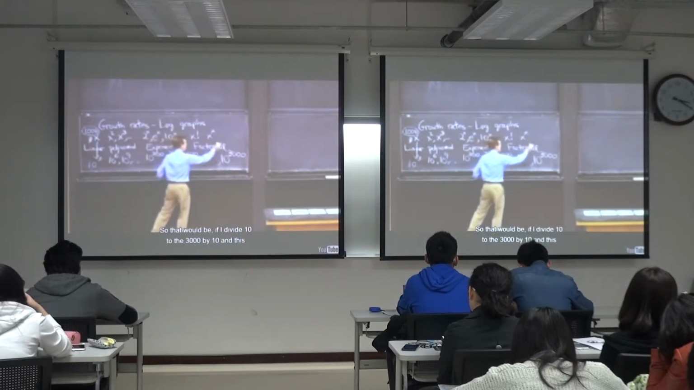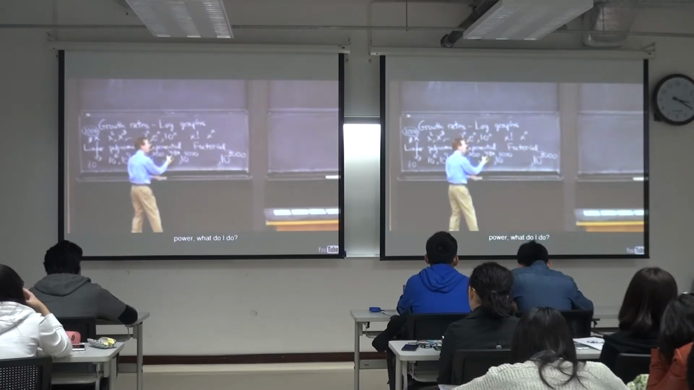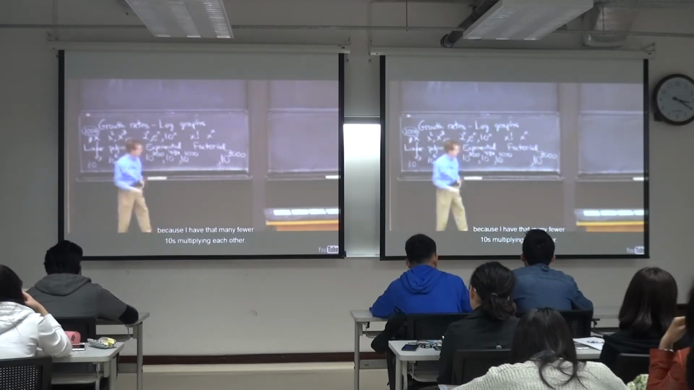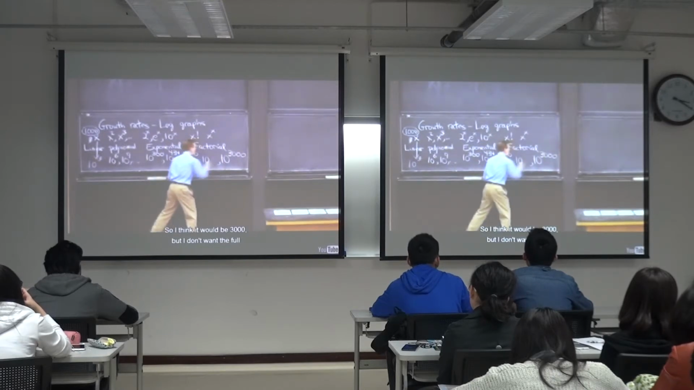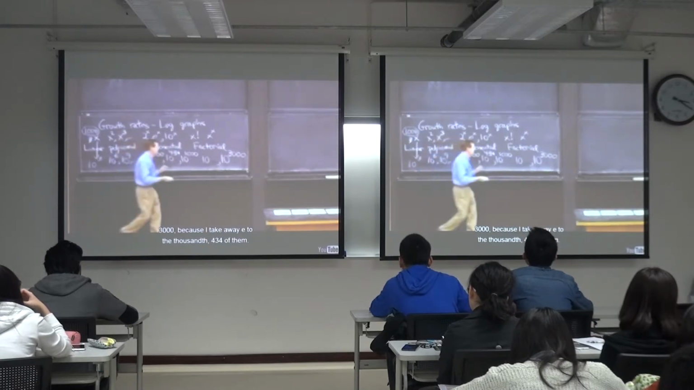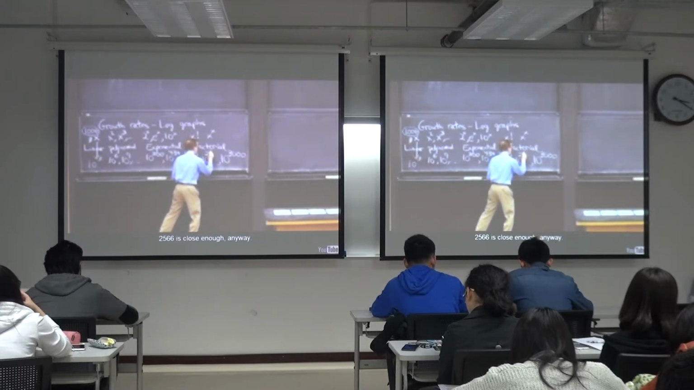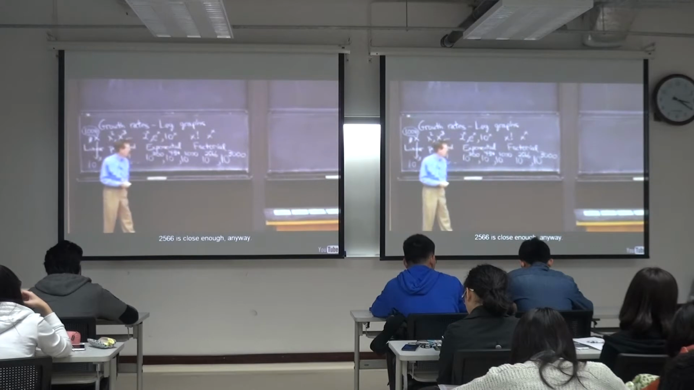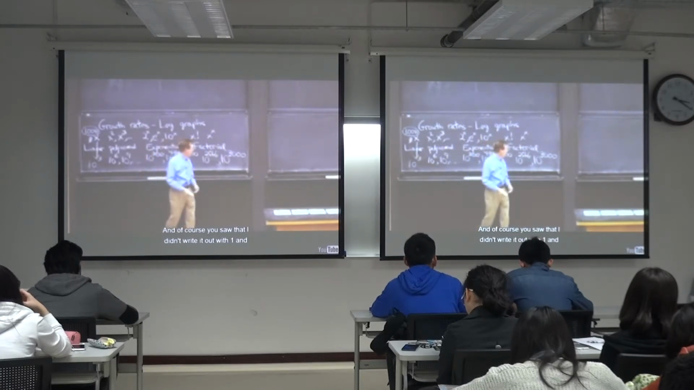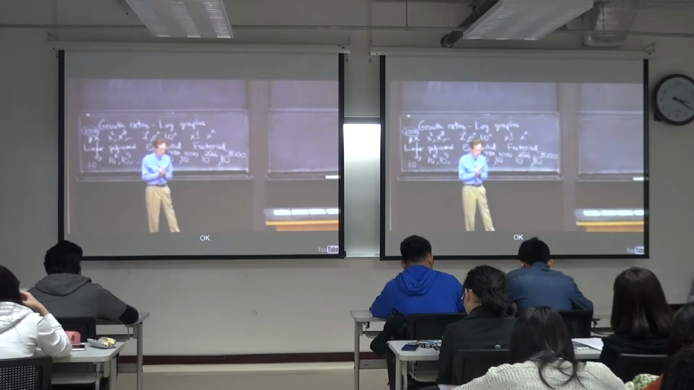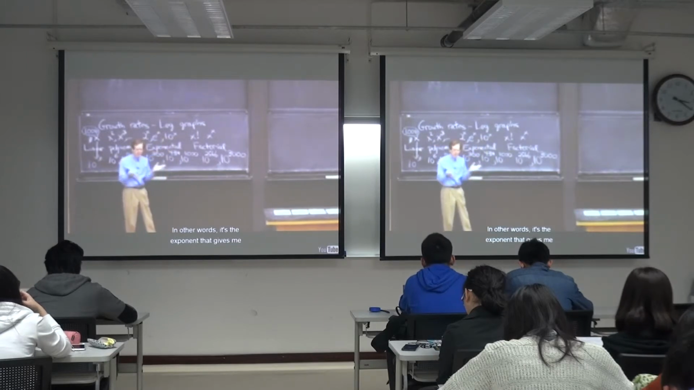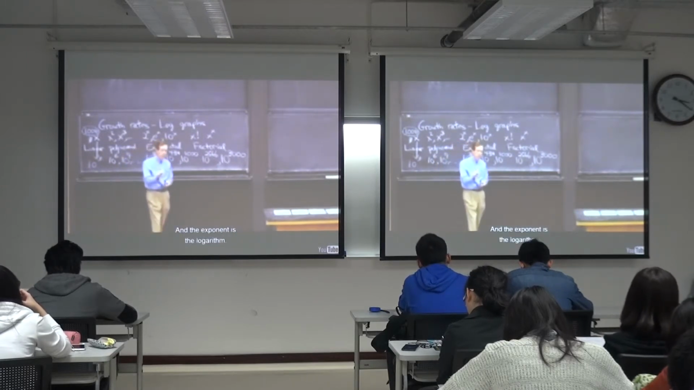So if I divide 10 to the 3,000th by 10 to this power, what do I do in a division? I do a subtraction of exponents, because I have that many fewer tens multiplying each other. So I think it'd be 3,000, but I don't want the full 3,000, because I take away e to the 1,000th, 434 of them, so that's about 2,566, close enough, anyway. Okay, giant numbers, and of course you saw that I didn't write it out with 1 and 3,000 or whatever zeros. Hopeless. In other words, it's the exponent that gives me something I can really work with, and the exponent is the logarithm.